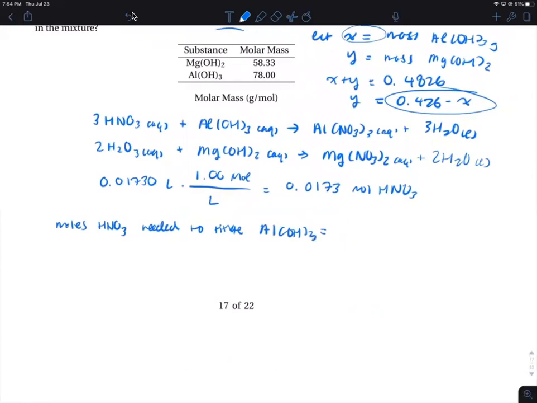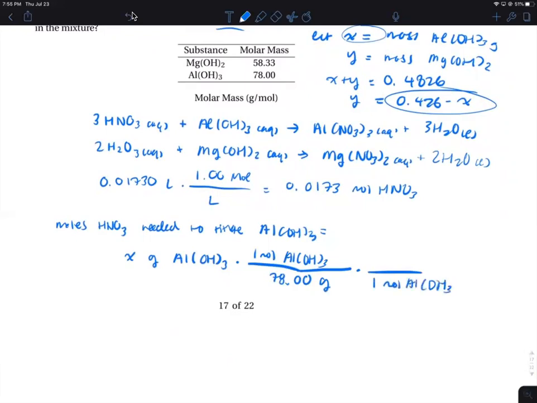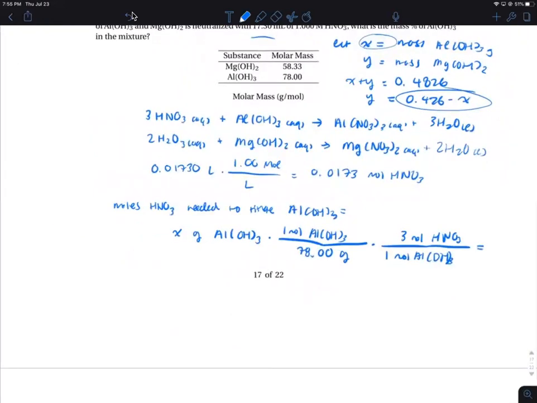AlOH3. So we start out with x grams of AlOH3, and then we convert to moles by using the molar mass, which in this case is 78 grams. And then we use the relationship: 1 mole of this is the same as 3 moles of HNO3. So that gives us this expression, 0.038462x.